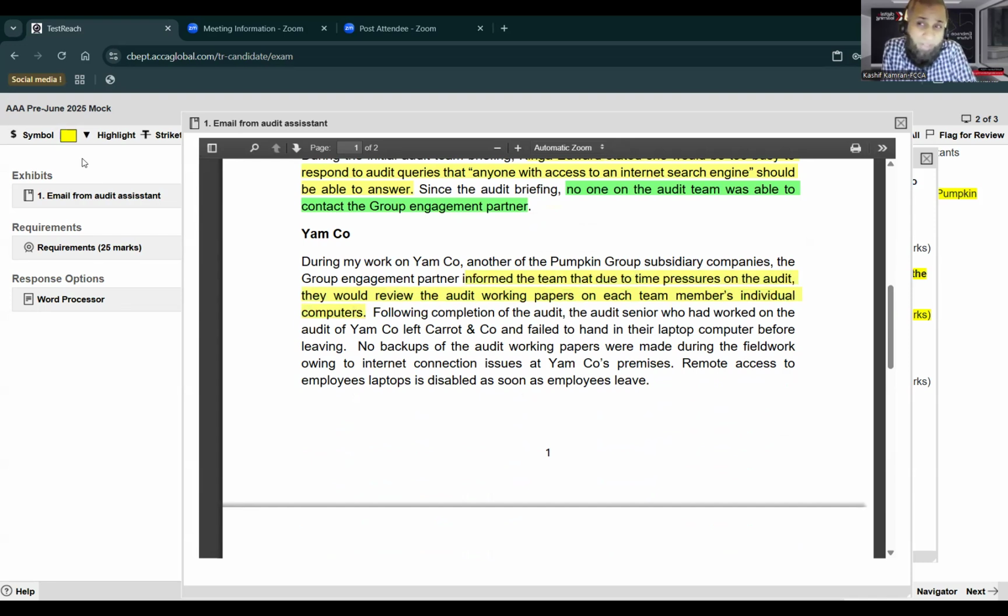Now, probably what I believe here is that, first of all, we are not allowed to use our personal computers on a client. We should have computers which belong to the audit firm.